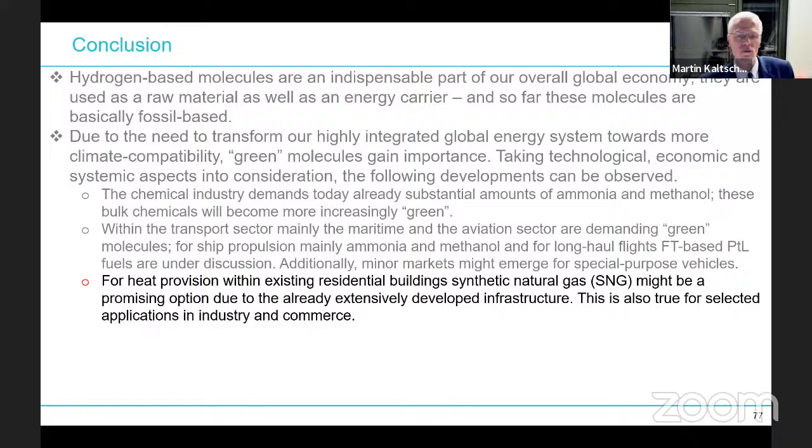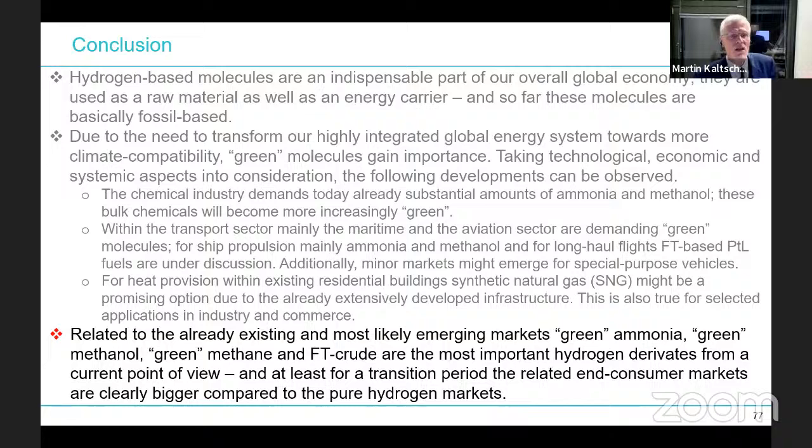For heat provision within existing residential buildings, synthetic natural gas might be a promising option due to the already existing developed infrastructure. This is also true for selected applications in industry and commerce. Related to the already existing and most likely emerging markets, green ammonia, green methanol, green methane, and Fischer-Tropsch crude are the most important hydrogen derivatives from a current point of view. And to make it a little bit provocative for the discussion, at least for a transition period within the next couple of years, the related end consumer markets are clearly bigger for green ammonia, green methane, green methanol and Fischer-Tropsch crude compared to the pure hydrogen markets.